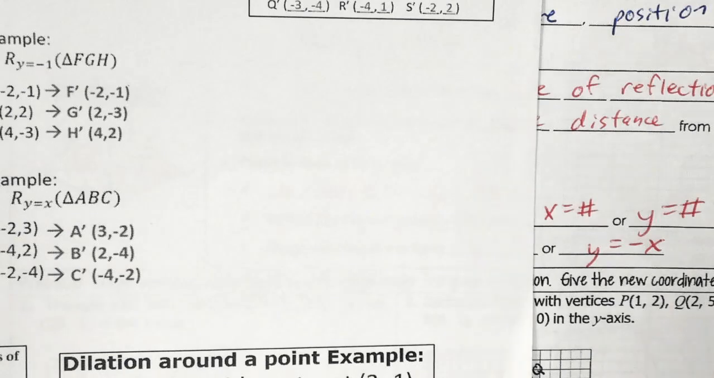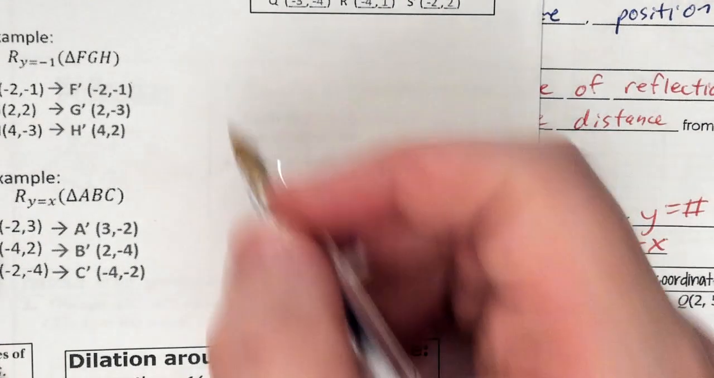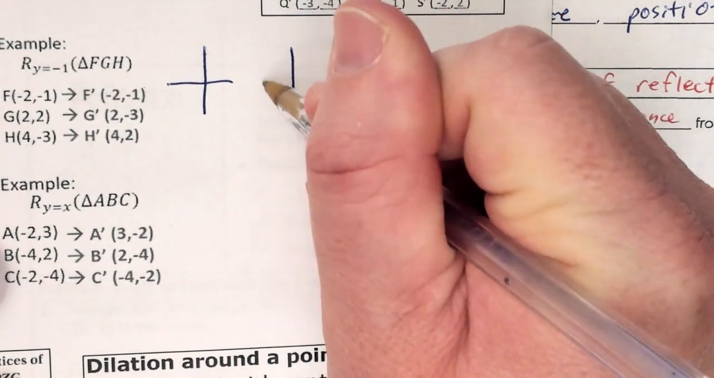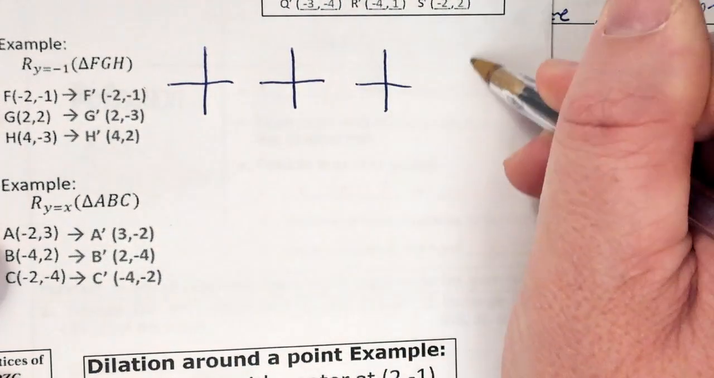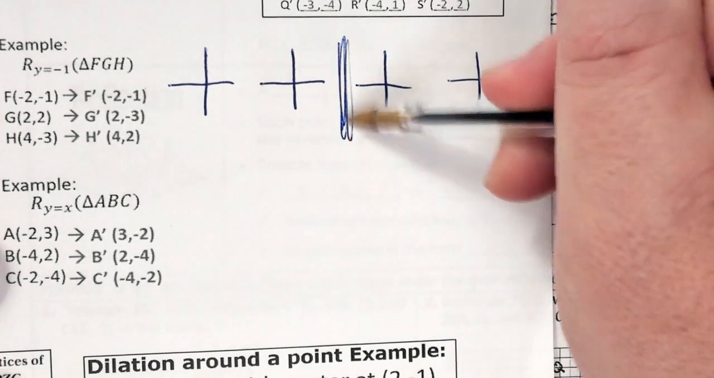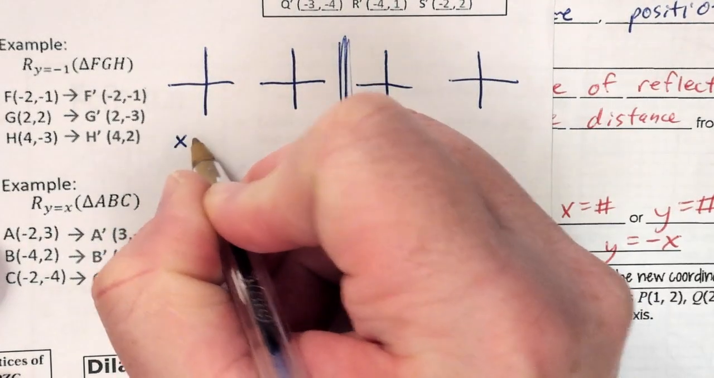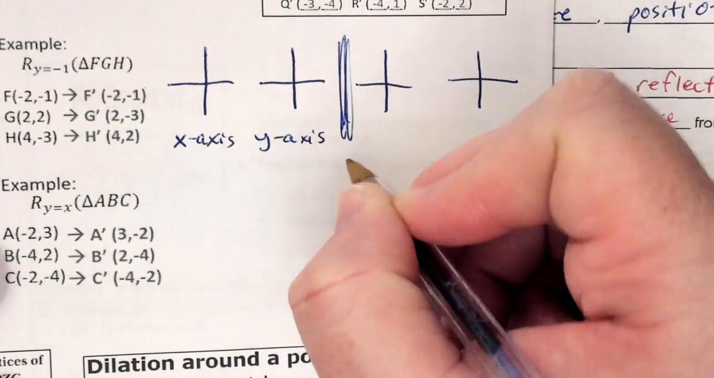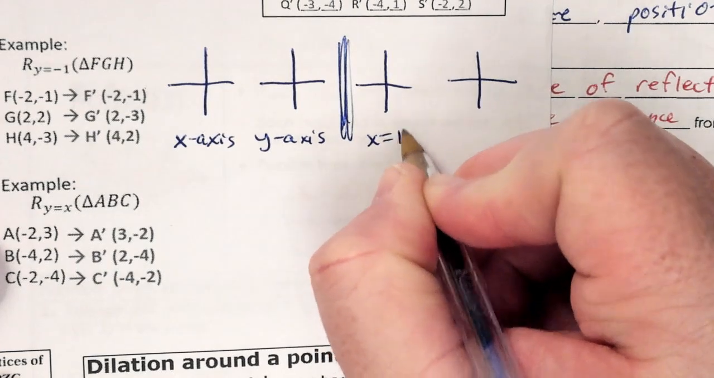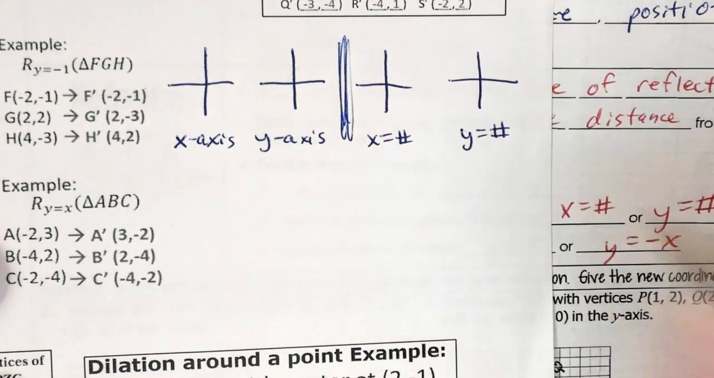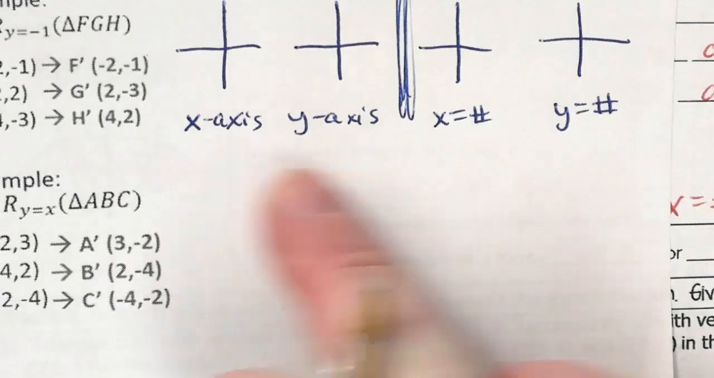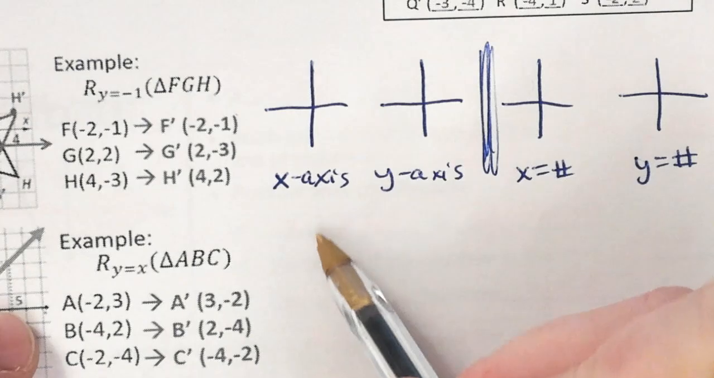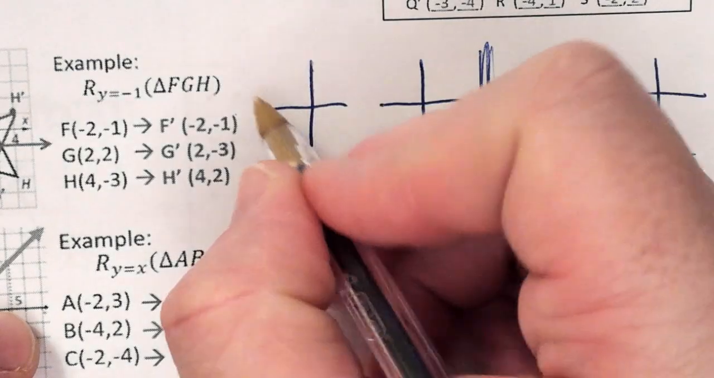Okay, so let's talk about each one specifically. So I'm going to have 4 things here. I'm going to break that up, and I'm going to write stuff underneath that. So this is the x-axis. This is the y-axis. This will be x equals a number versus y equals a number. Okay, and I'm going to zoom in, and we're going to write stuff right underneath those in a minute. Okay, so let's talk about this. Which one is the x-axis? So right here, this is the x-axis right here.